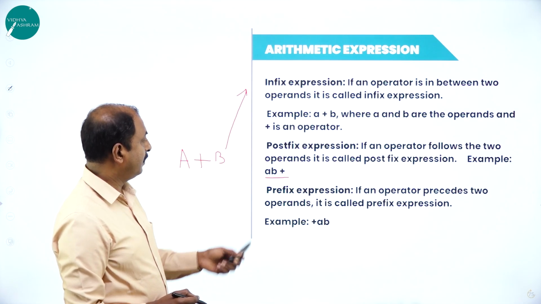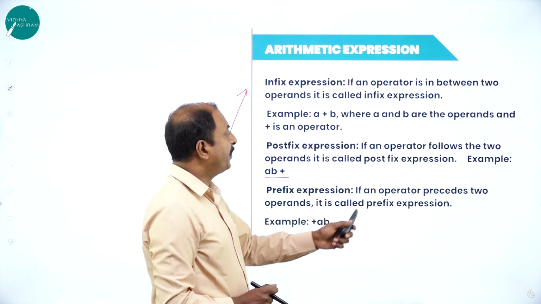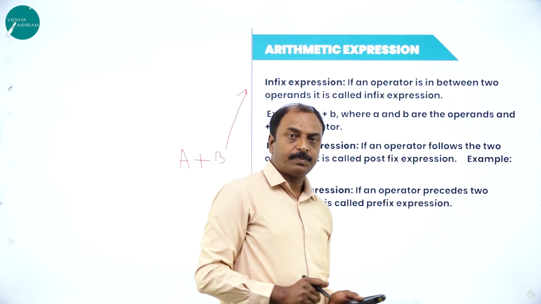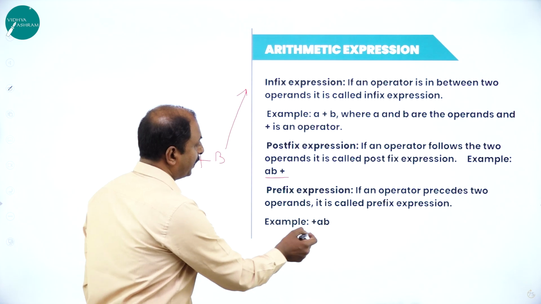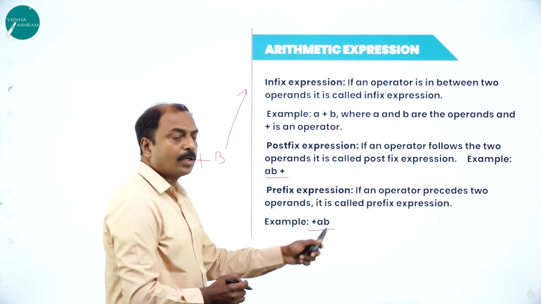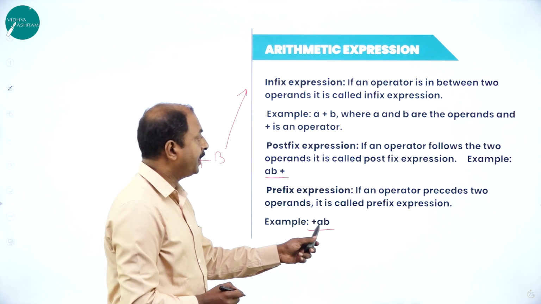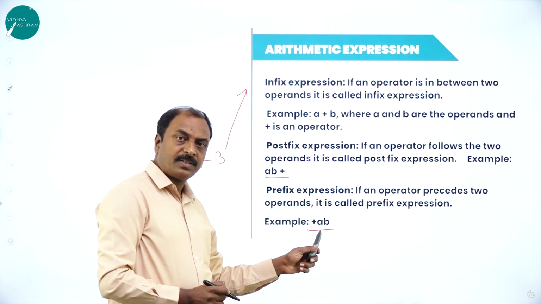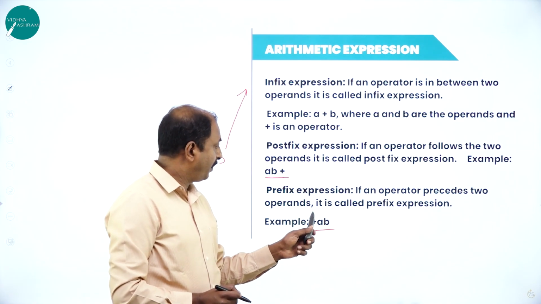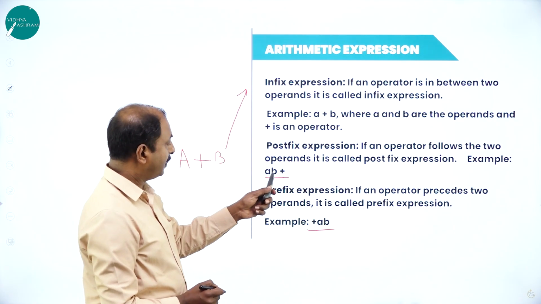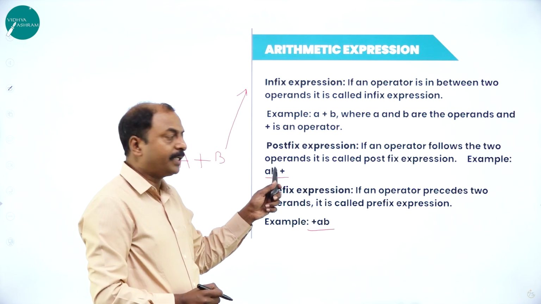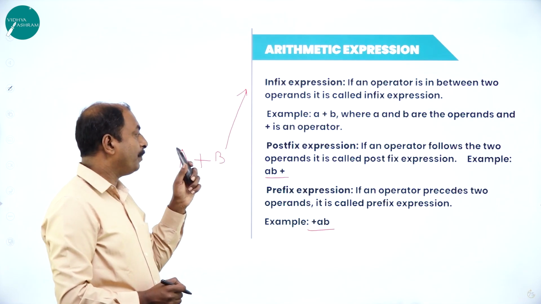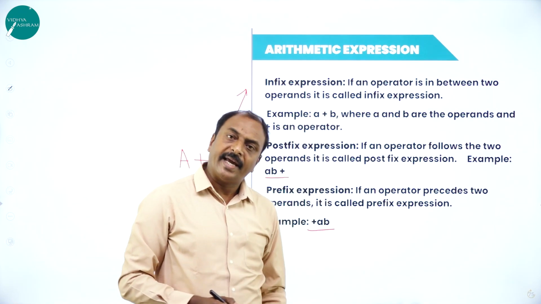Now let us see another example, prefix expression. If an operator precedes two operands, it is called prefix expression. So look at this example here. A and B are operands and plus is an operator. It precedes the two operands, meaning before the operands we have an operator. So this is prefix expression. Here operands, then operator, it is postfix, and between two operands we have an operator, it is called infix expression.